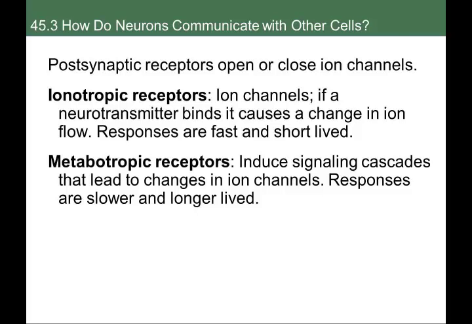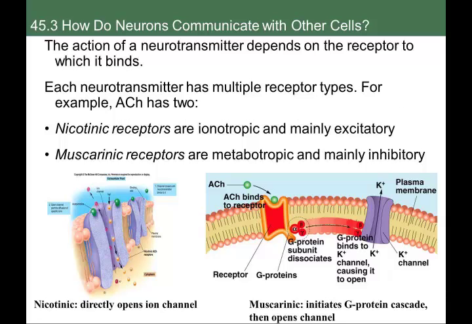Metabotropic receptors, though, the molecules bind to a receptor, and the receptor is not a channel. But what it does is it initiates a cascade that leads to the opening of ion channels. Because of the way this connectivity is arranged in the architecture, they respond slower, but they last longer. And so again, here is the acetylcholine receptor.